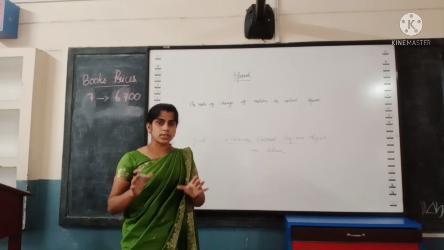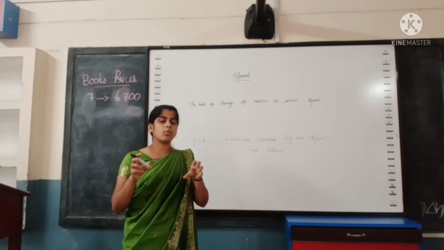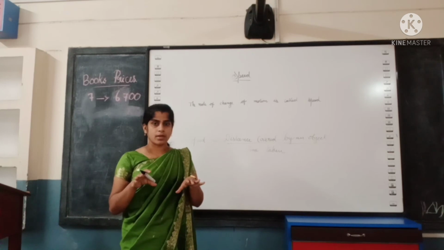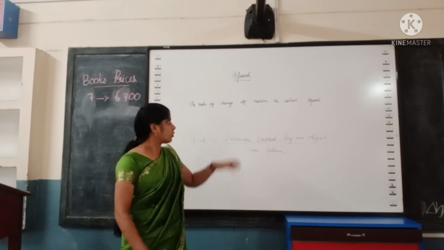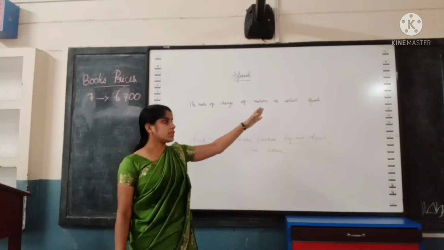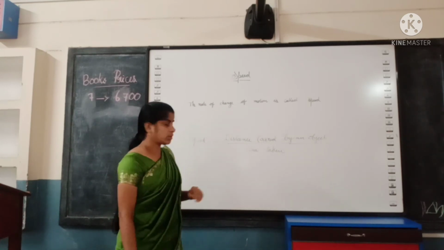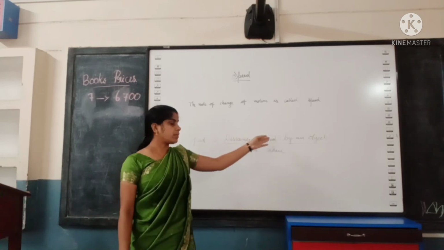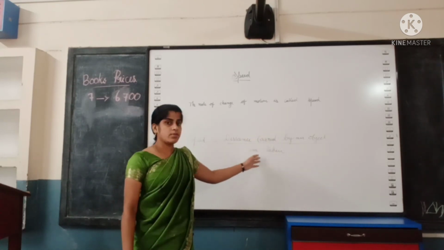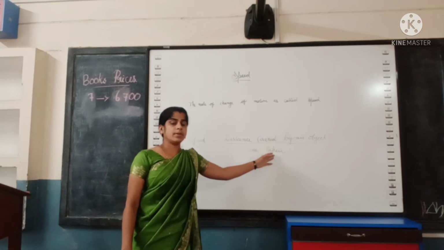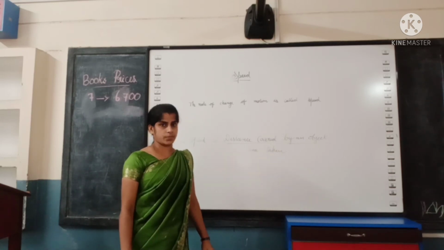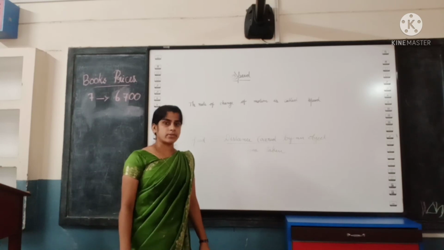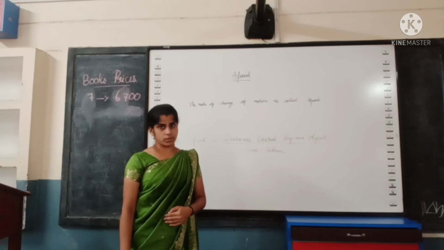Two bodies are moving. Either both bodies have the same speed, or otherwise one body has more speed. So the rate of change of motion is called what? Speed. What is the equation? The speed is equal to the distance covered by an object divided by the time in which the distance is covered. That is the equation of speed. And there are two kinds of speed: uniform speed and non-uniform speed.